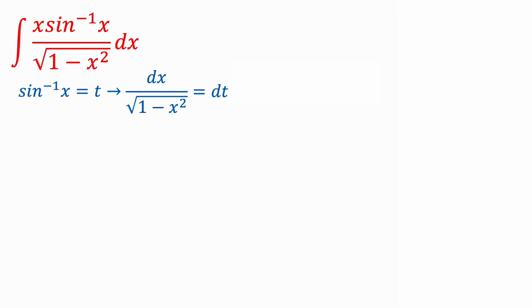If arcsine x is designated as t, then sine t equals x, meaning arcsine is the inverse function. So in the problem statement, I will substitute sine t for x. I am going to substitute t for arcsine x. And then for dx divided by the square root of 1 minus x squared, I am going to put dt. This transforms the entire expression into a product of an algebraic function and a trigonometric function.